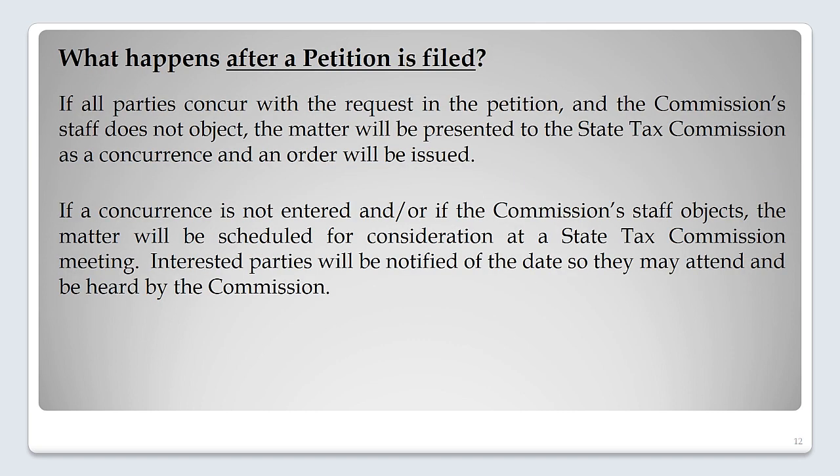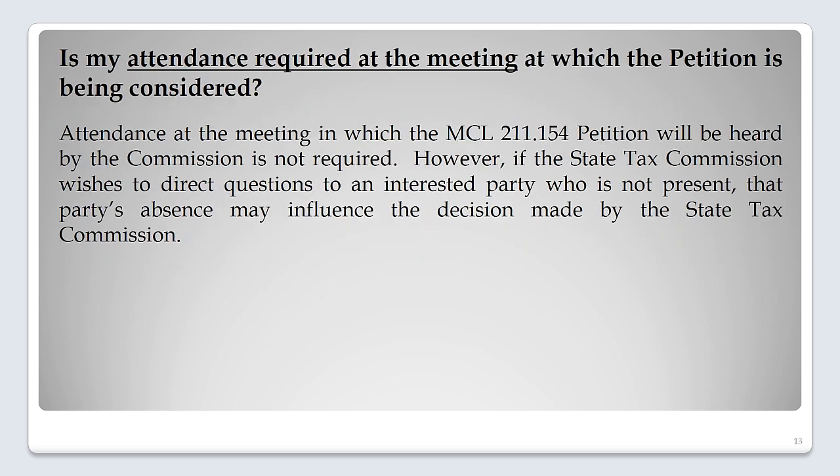If all parties concur with the request contained in the petition and the Commission staff does not object, the matter will be presented to the State Tax Commission as a concurrence and an order will be issued. If a concurrence is not entered and/or if the Commission's staff objects, the matter will be scheduled for consideration at a State Tax Commission meeting. Interested parties will be notified of the date so that they may attend and be heard by the Commission.